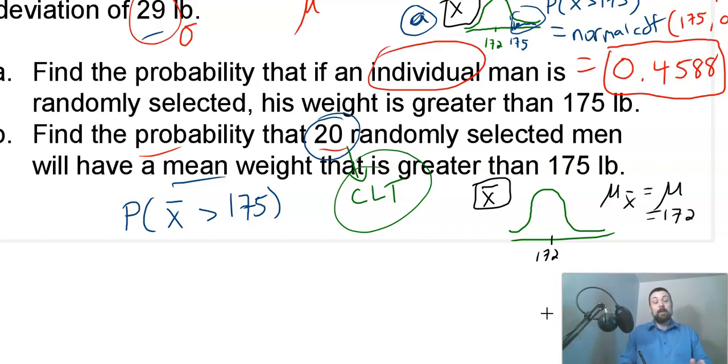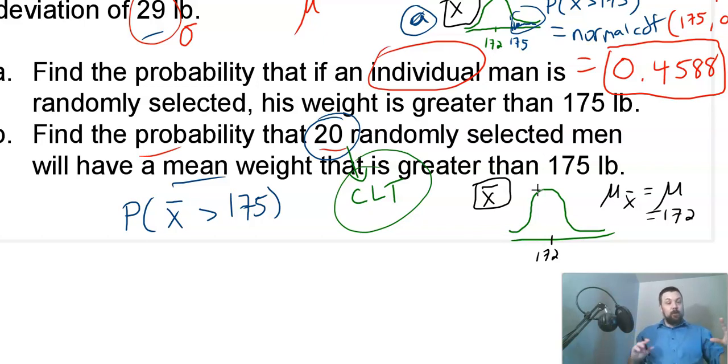What changes is the standard deviation. If I wanted to draw these realistically so that the comparison is a little better, there should be less variation here because the standard deviation changes to be smaller. And so it should be a more narrow bell shape. This will be more broad because there's more variation in the individual weights of men. There's going to be less variation in the average weights of 20 men than there is in individual men. I don't know if that makes sense or not.